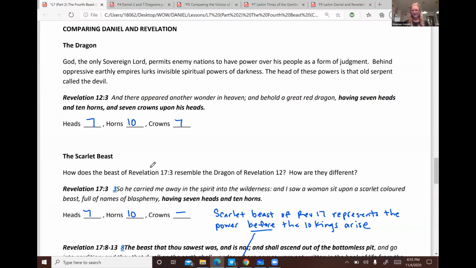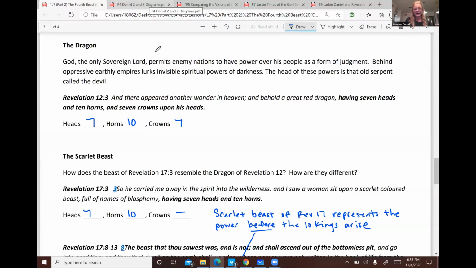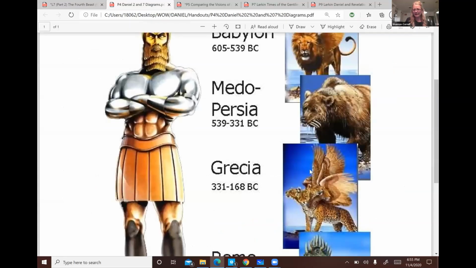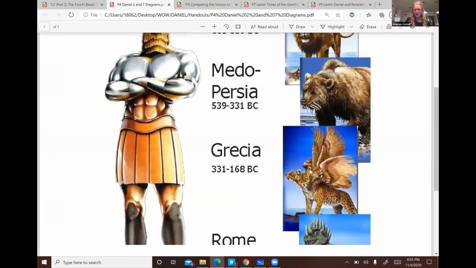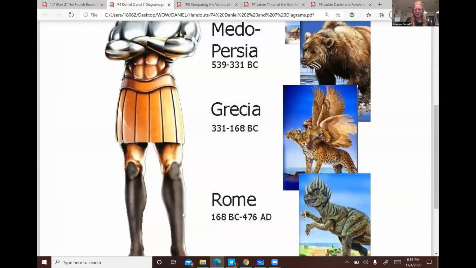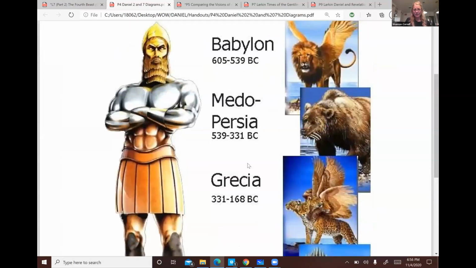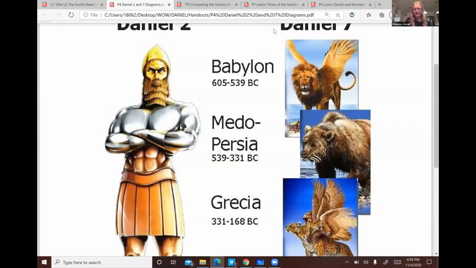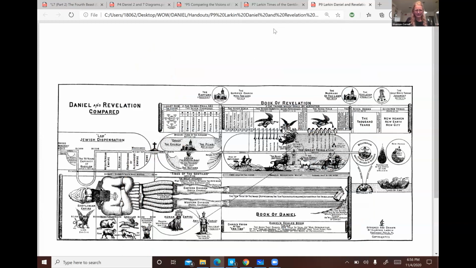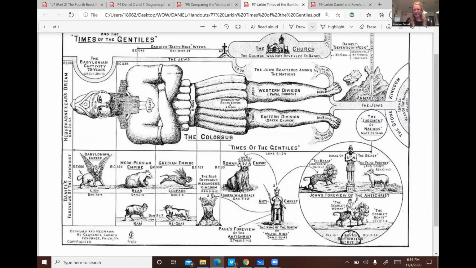So we have spent a lot of time comparing the four beasts of Daniel's vision to Nebuchadnezzar's dream in Daniel chapter 2, especially the fourth beast and the final phases of Nebuchadnezzar's dream. But now we're going to look at another comparison. So this is page 7 of your little packet.